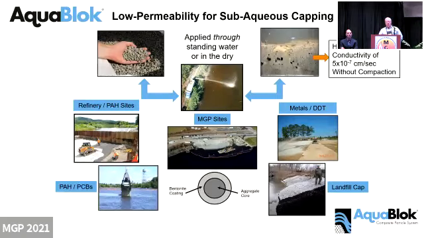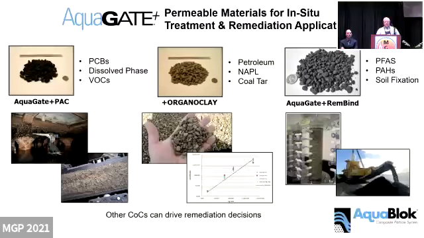So this is just a quick overview of the low permeability material. This is, again, the AquaBlok material. It's been applied at a wide range of different MGP and petroleum related sites, as well as for metals and PAHs. This is a product that's been around now for 25 years and has been applied very widely.